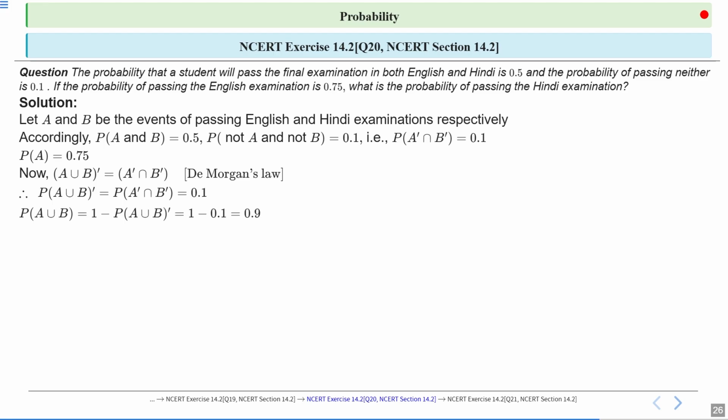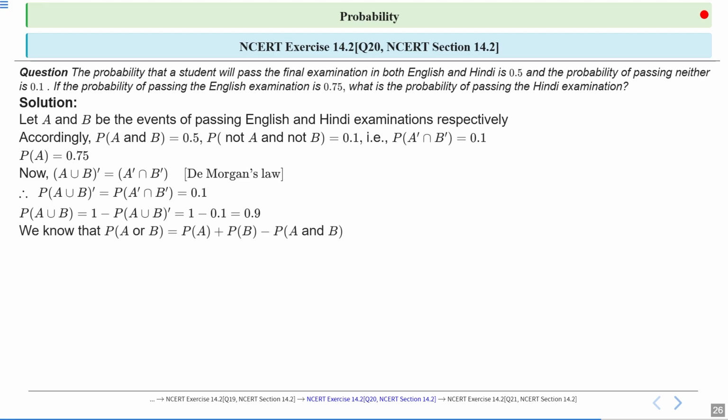And we know that probability of A union B is equal to 1 minus probability of A union B whole complement. We've already found probability of A union B whole complement is equal to 0.1. So now put these values, and we will obtain probability of A union B is equal to 1 minus 0.1, and this is equal to 0.9. So probability of A union B is equal to 0.9.